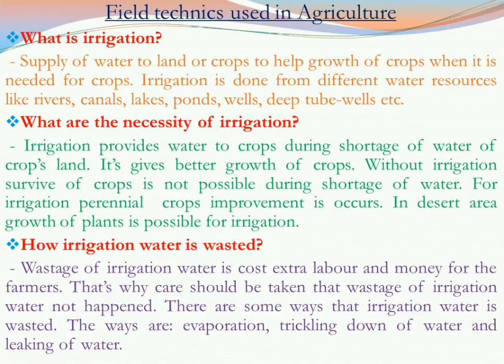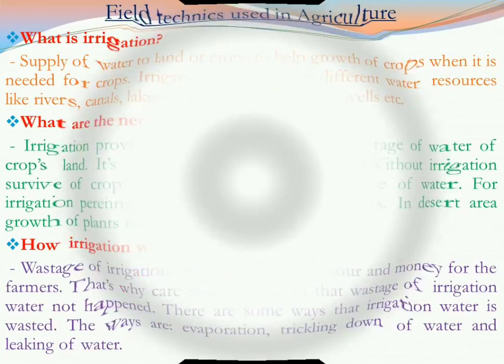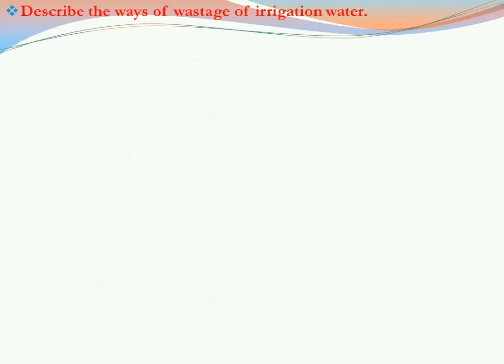There are some ways that irrigation water is wasted. Amongst all the processes, some ways are very responsible for wastage of irrigation water, and these are evaporation, trickling down of water, and leaking of water. Now let us know about these three processes, how irrigation water is wasted.